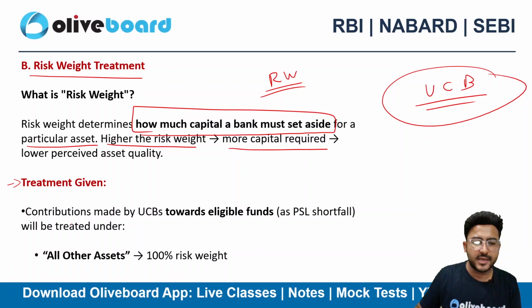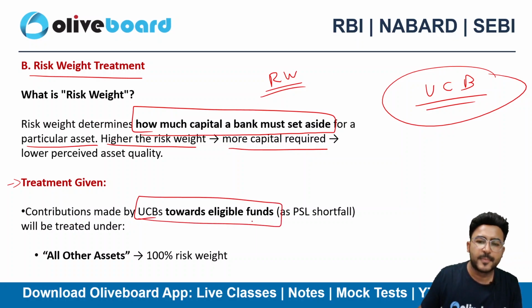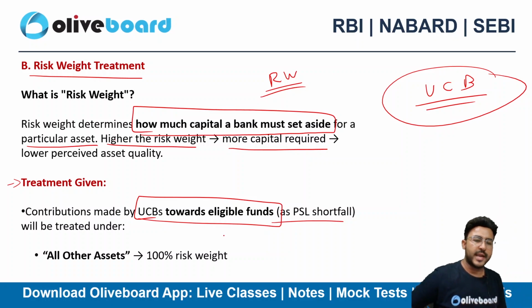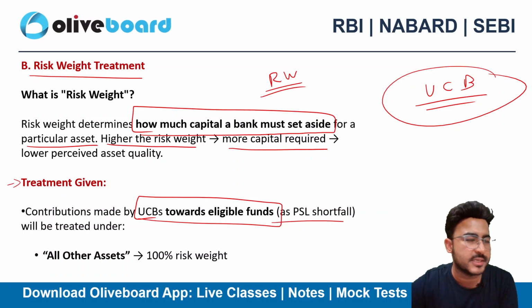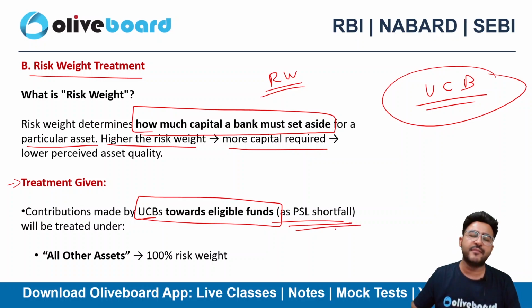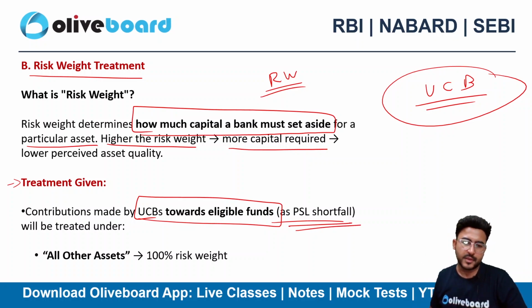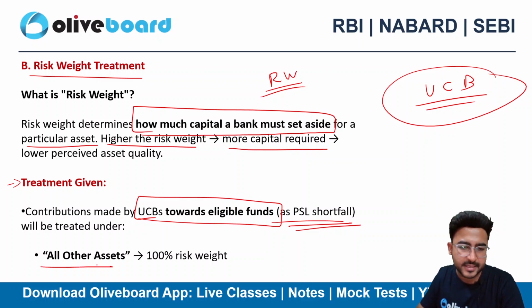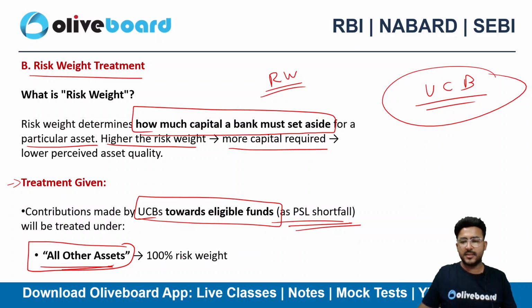What treatment is given here? Contributions made by the UCBs towards the eligible funds as PSL shortfall. Suppose I have contributed to NABARD or NHB because of my PSL shortfall. How much risk weight do I need to give to this contribution? This will be classified under all other assets in your risk weights.